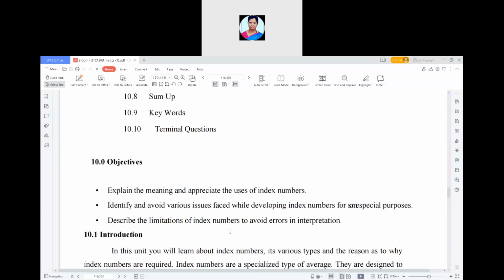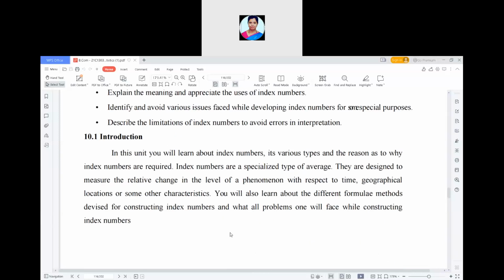Here we are going to explain the meaning and appreciate the uses of index numbers, identify and avoid various issues faced while developing the index numbers for some special purposes, and describe the limitations of index numbers to avoid errors in the interpretation.